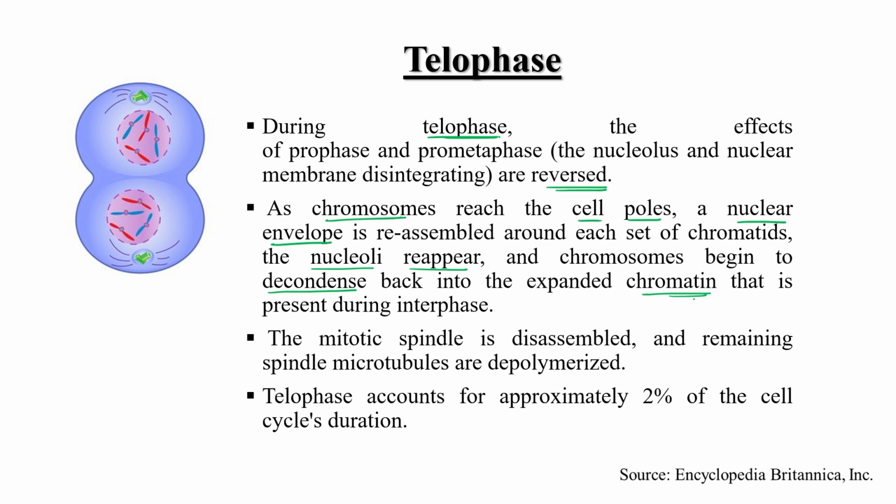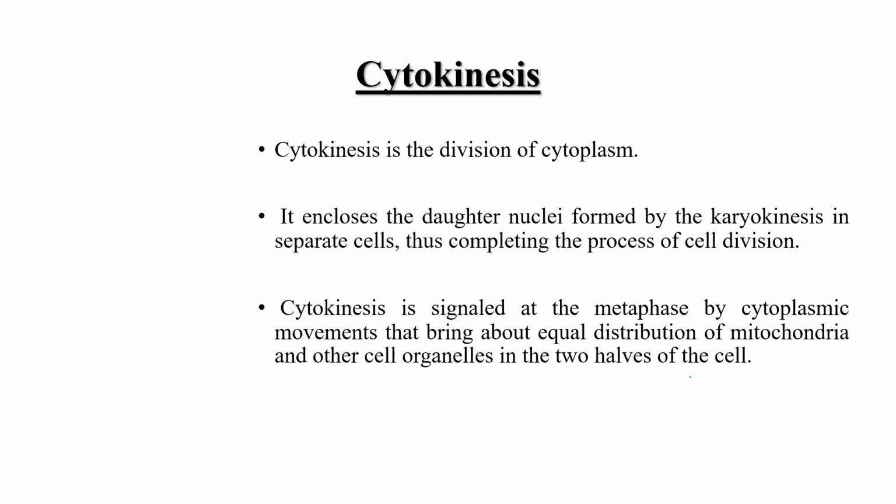So this phase is just opposite to prophase. Nucleoli reappear, the nuclear membrane reappears, and the condensed chromosomes are converted into chromatin. All these events are just opposite to prophase. The mitotic spindle is disassembled, and the remaining spindle microtubules are also depolymerized. Telophase accounts for approximately 2% of the cell cycle duration. Okay, and after this cytokinesis starts.